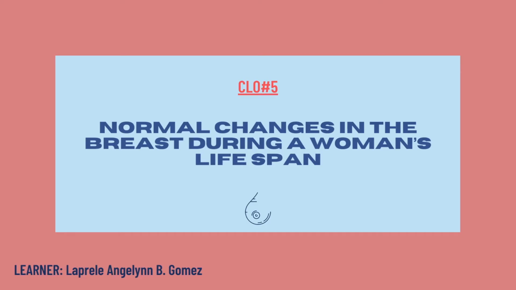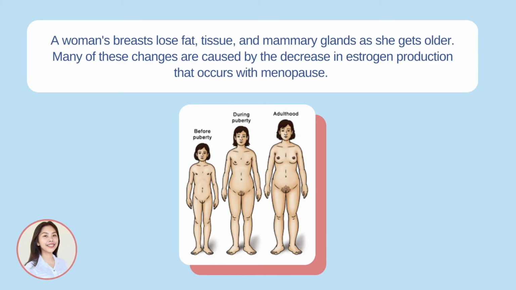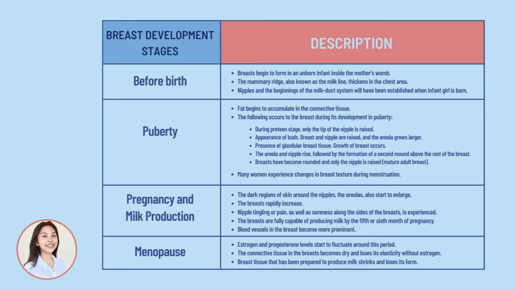For the fifth course learning outcome, we have the normal changes in the breast during a woman's lifespan. A woman's breasts lose fat, tissue, and mammary glands as she gets older. Many of these changes are caused by the decrease in estrogen production that occurs with menopause. Presented is a table of the breast development stages that occur during a woman's lifespan. The stages are before birth, puberty, pregnancy and milk production, and menopause.